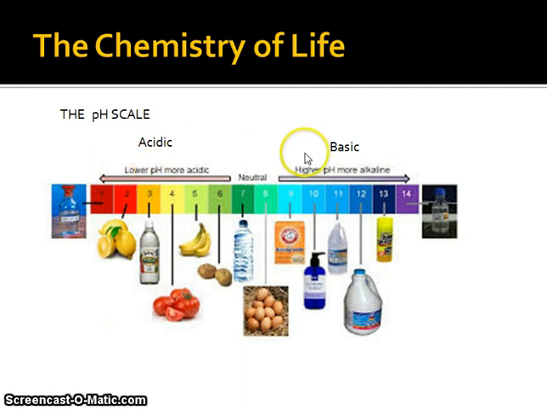And going above neutral, those would be basic or alkaline. You can see some of the different things and where they fall on the pH scale. Again, the higher you go, the stronger the base. Okay, the farther away from neutral, the stronger the acid or base.